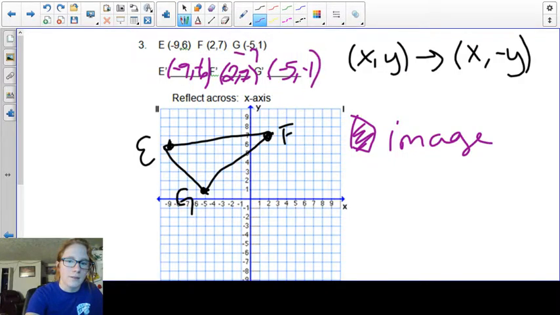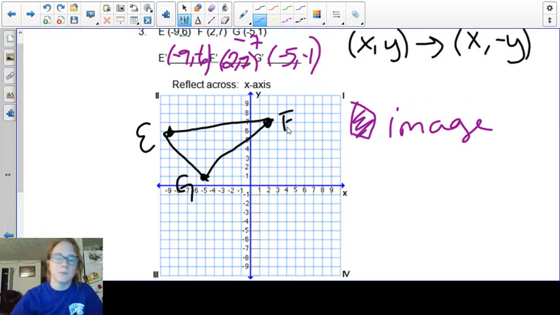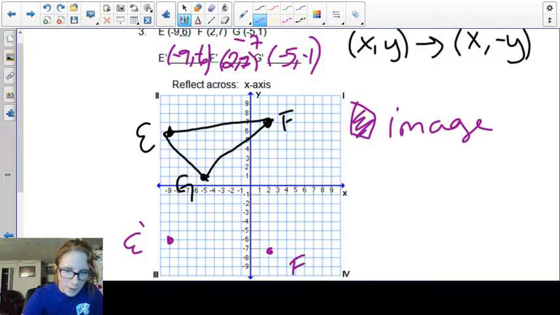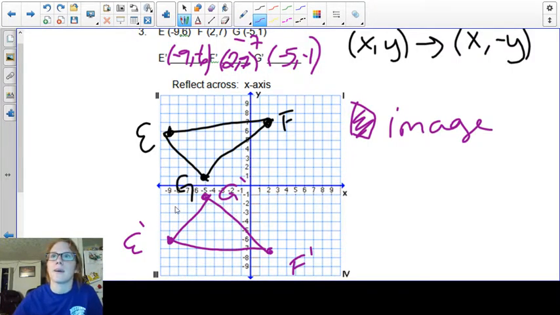And that is a negative 7, in case it looks like a regular 7; it's supposed to be negative 7. So we have negative 9, negative 6. So there's E prime. 2, negative 7. There's my F prime. And negative 5, negative 1. So there's my G prime. If you notice, we flipped that across the x-axis, which is down here.